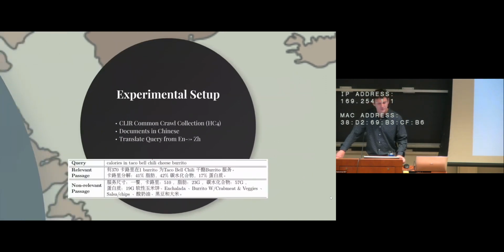So for the experiments I'm going to show here, we're going to use the CLEAR Common Crawl collection, which is easier to say as HC4. And as I was saying, the documents are in Chinese, and we translate the query from English into Chinese. So this is what it would look like: you'd have this query in English, a bunch of Chinese documents, and you're going to translate the query.